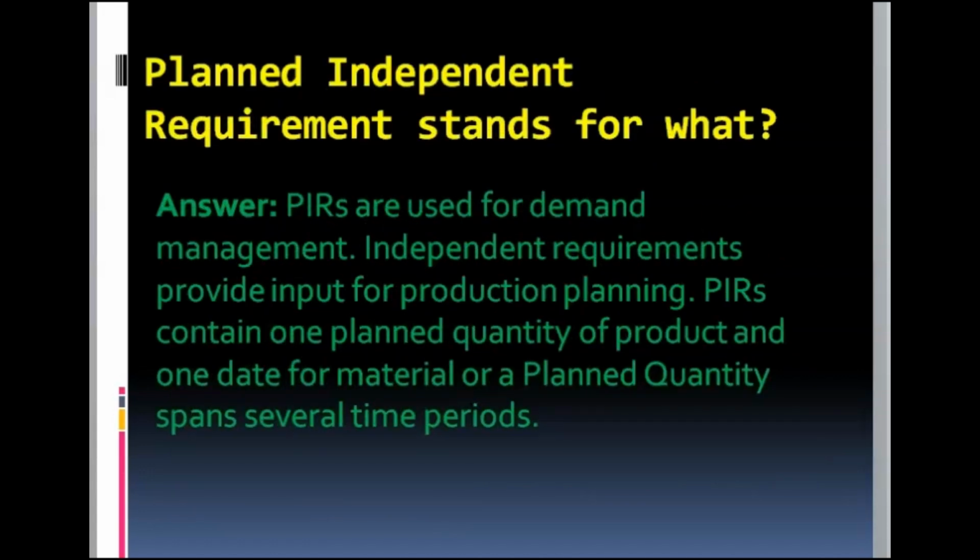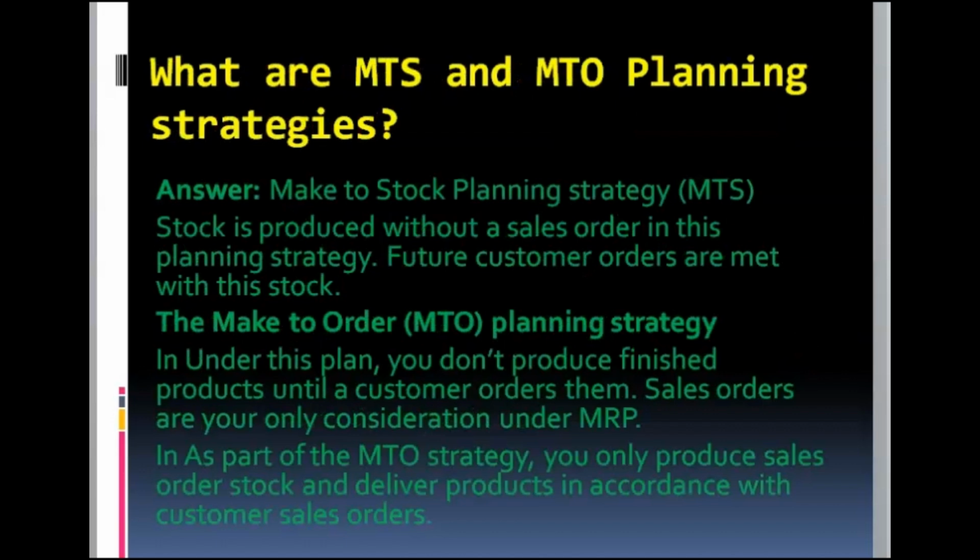Planned Independent Requirement stands for what? Answer: PIRs are used for demand management. Independent requirements provide input for production planning. PIRs contain one planned quantity of product and one date for material, or a planned quantity spans several time periods.